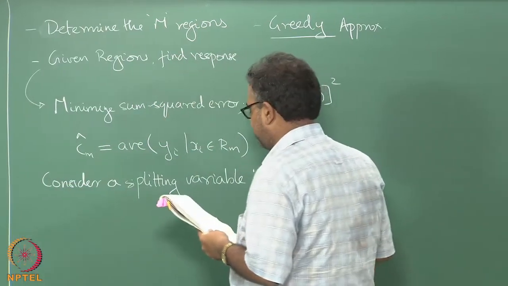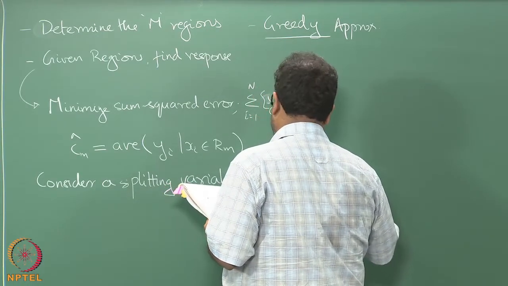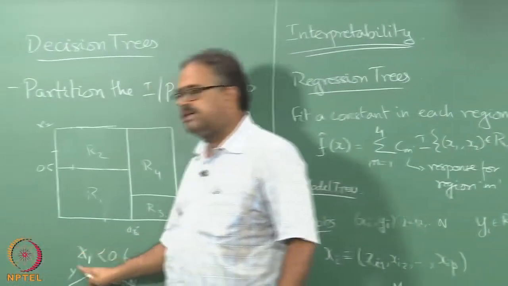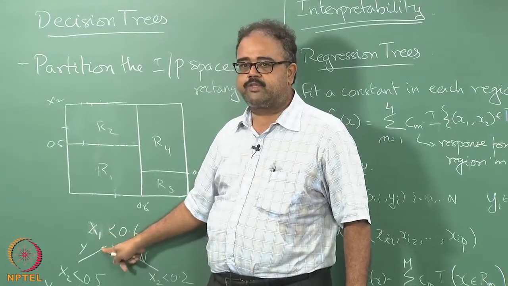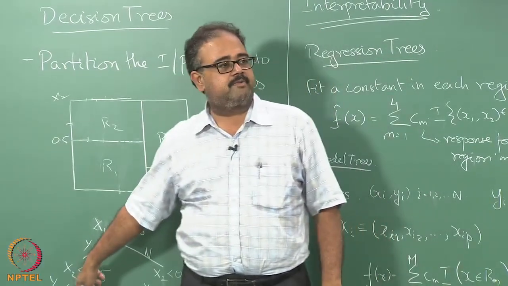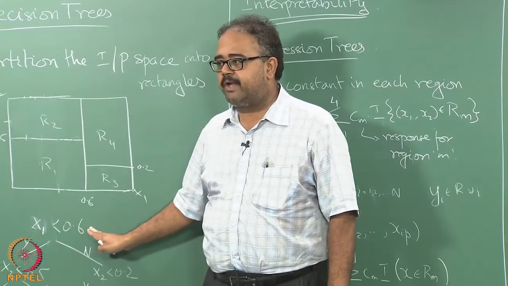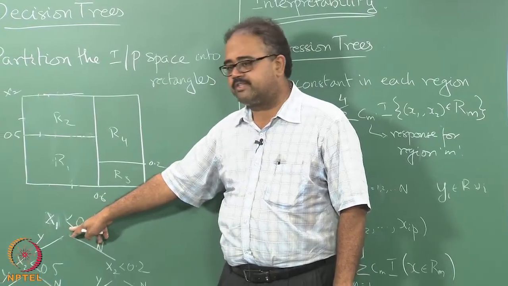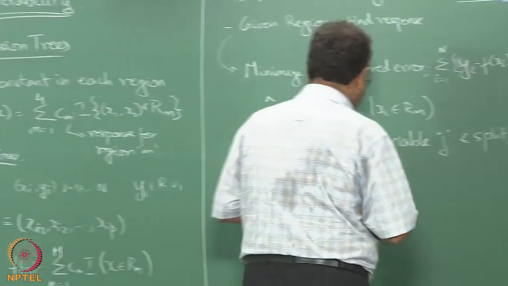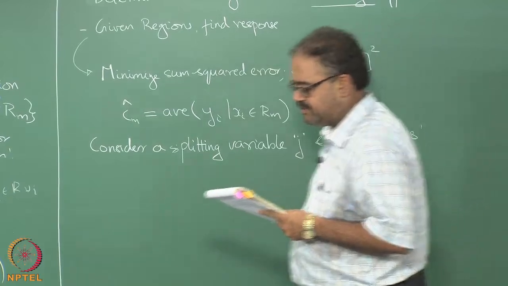Consider some splitting variable j. What I mean by a splitting variable is the variable in the question that I ask here, so x1 or x2. In this case the splitting variable is x1, here the splitting variable is x2. And what is the split point? It is the number on the other side, so 0.6. So in this case the splitting variable was x1 and the split point was 0.6. Consider some splitting variable j and a split point s.